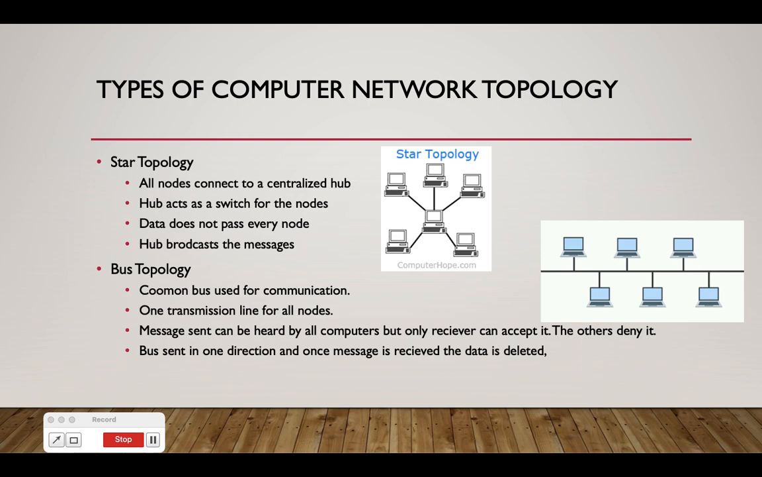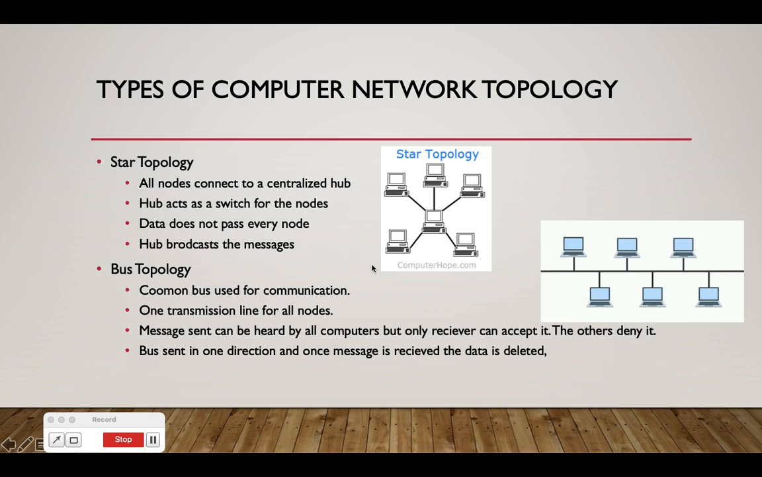We have star topology, in which all the nodes are connected to a centralized hub, and the hub acts as a switch for the nodes. Data does not pass through every node, and the hub broadcasts the message.